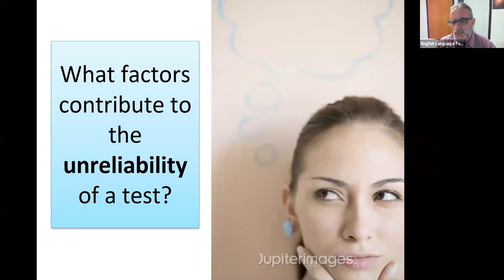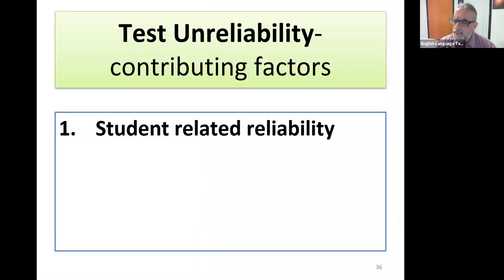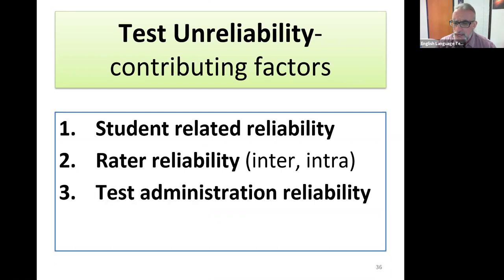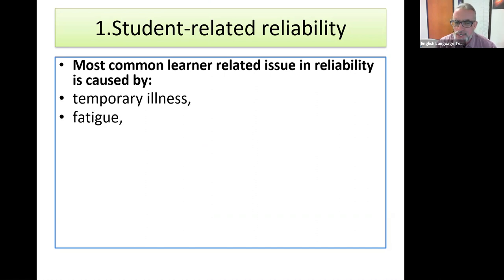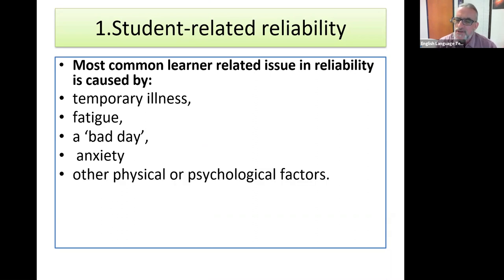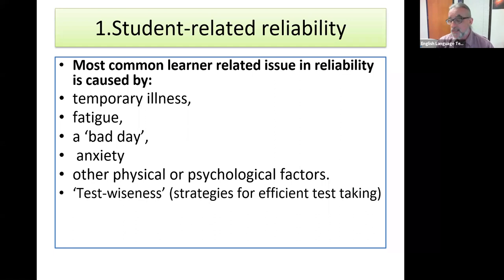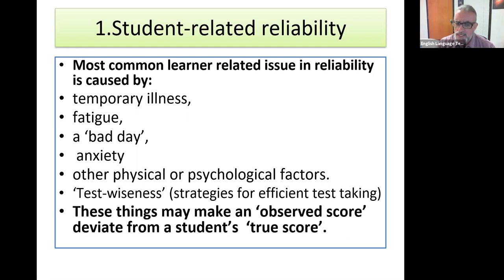The reading explains test reliability in terms of what makes a test unreliable, the factors that contribute to the unreliability of a test. Some of them are related to the student, rater reliability, test administration reliability, and the test itself, okay? With students, you get students that are sick, tired, having a bad day, the dog ran away, whatever, or anxious. You get other physical or psychological factors, and sometimes it could be their test-taking skills. As the reading says, you get this distinction between the score they produce and their true score, what they're actually able to do.